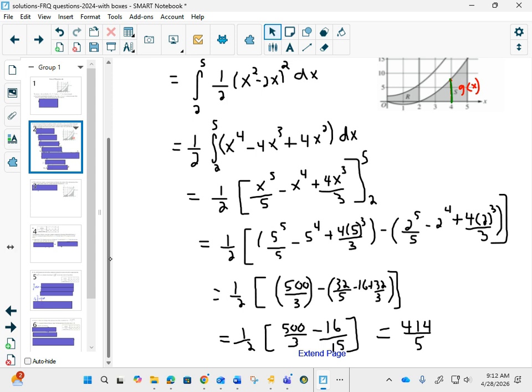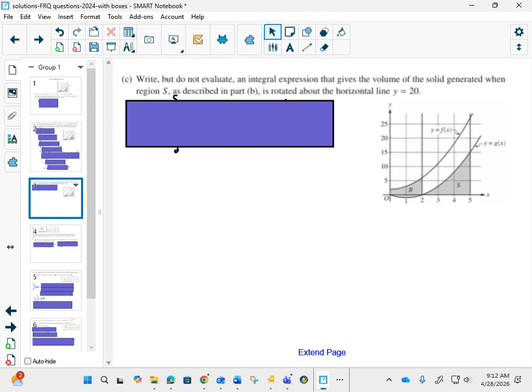And then part C, again, asks us to write but not evaluate an integral expression that gives the volume of the solid generated when the region S is rotated around the horizontal line y equals 20. So here's y equals 20. Okay. This is the region S that we're rotating.